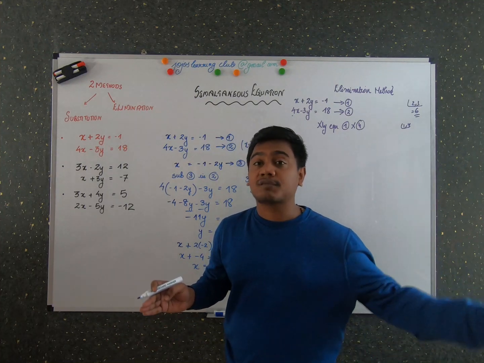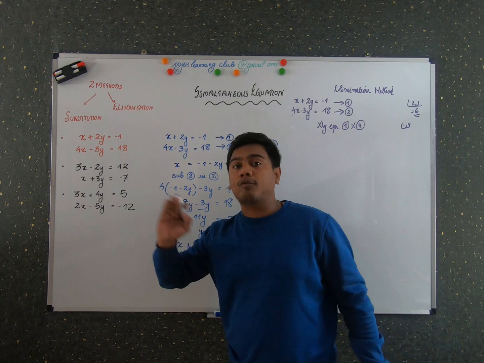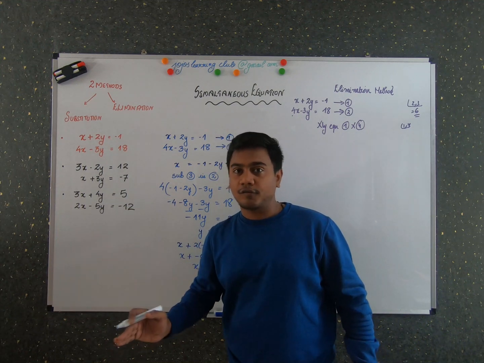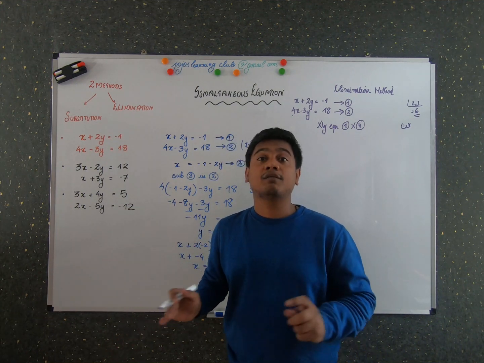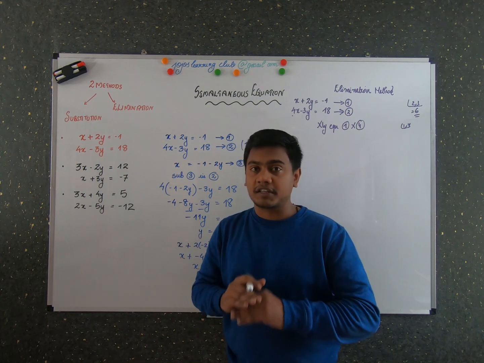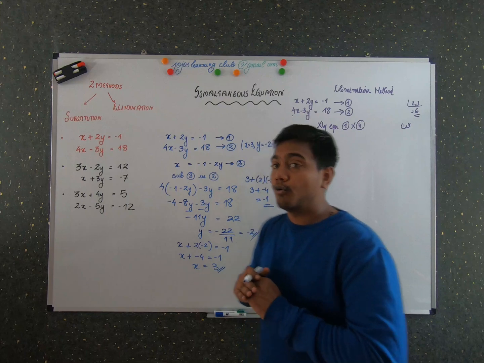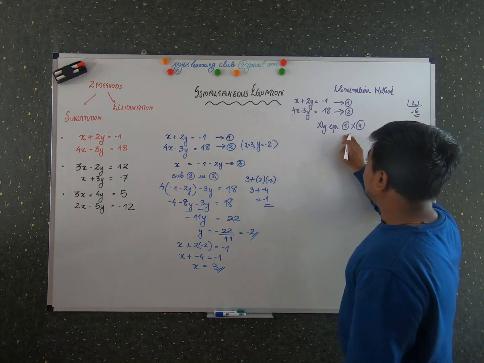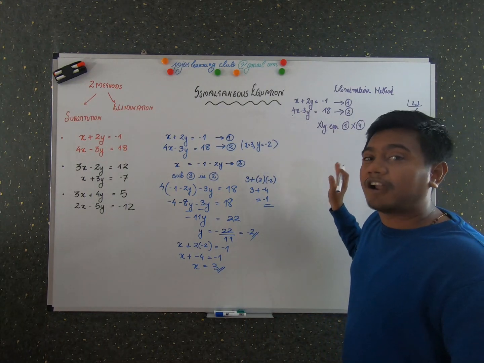So if you add a plus 5 in the LHS of the equation, you have to do it also in the RHS of the equation. That is the only constraint which you have. Until and unless you follow the equality of the equation, everything is fine. You can do whatever you wish. Okay, so I'm going to multiply equation 1 with 4.